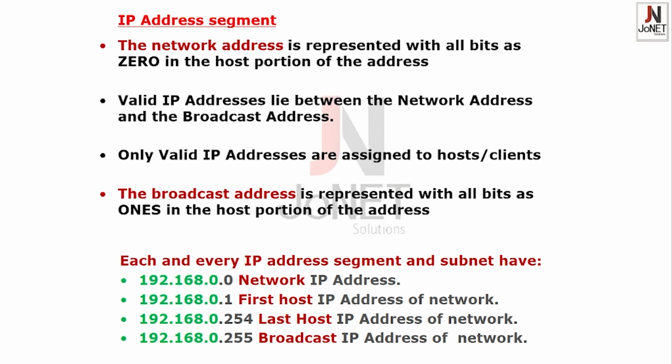We already know that an IP address has network bits plus host bits. So here 192.168.0 is common for all. This is the network address, that is the network IP. And the last octet is reserved for hosts. 1 represents your first host IP address, followed by 0.2, 0.3, 0.4, and up to 0.254 we can use. That is our last host IP address. And the final one is 192.168.0.255. That is the broadcast IP address.